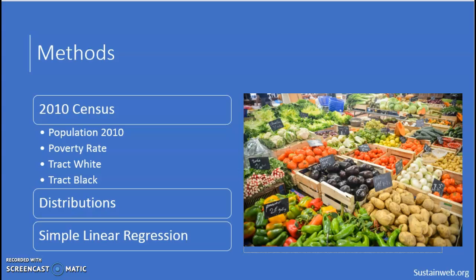My methods include downloading data from the USDA. I looked at their atlas and then downloaded the data on food deserts, which includes multiple different variables, all organized by census tract. This is based on the 2010 census. I specifically looked at poverty rate and the populations of white and black people in those census tracts. I then used JMP to do simple distributions, and then I did a simple linear regression with poverty rate and tract black or tract white, so the populations of black and white people.